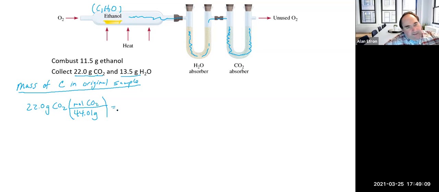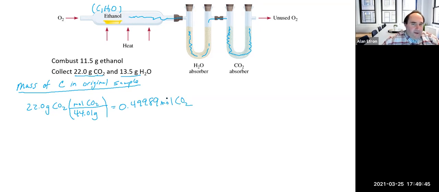If we calculate 22 divided by 44.01, we end up with 0.4999, we'll call it. Let me double check: 22 divided by 44.01. We end up with 0.49989 moles of CO2, so we don't round too much.